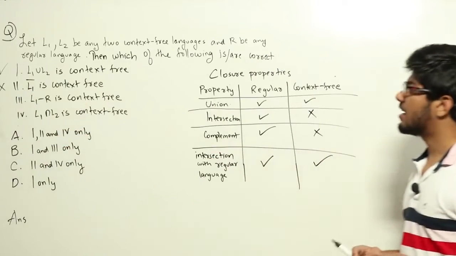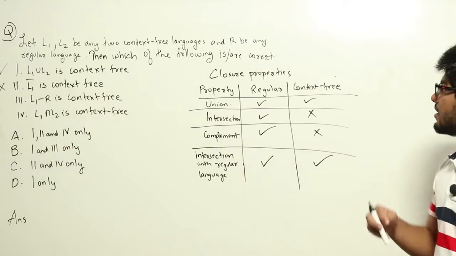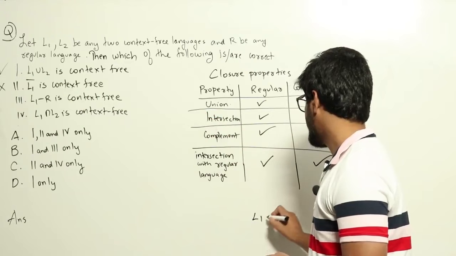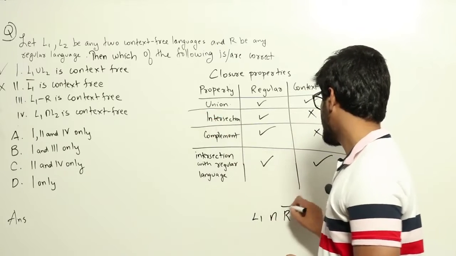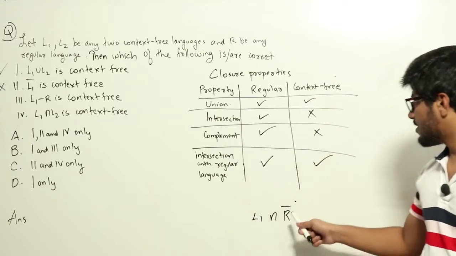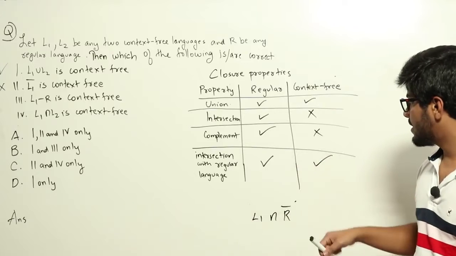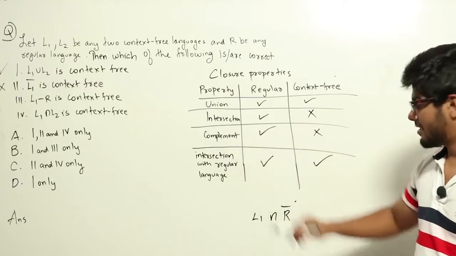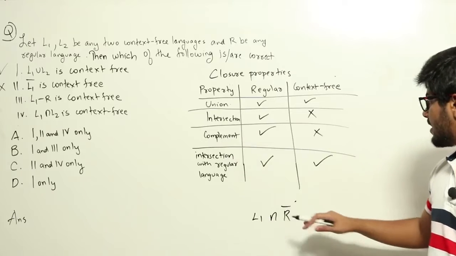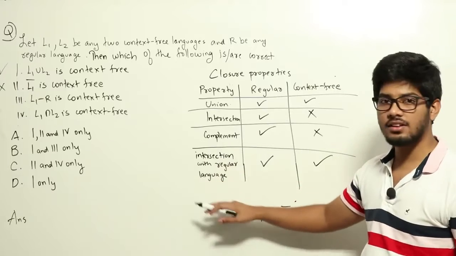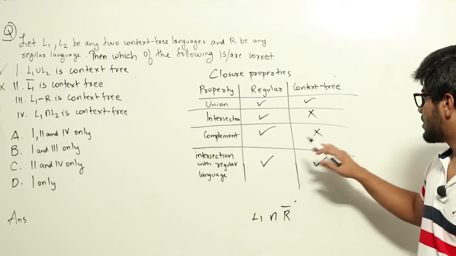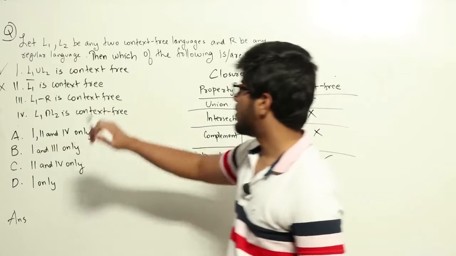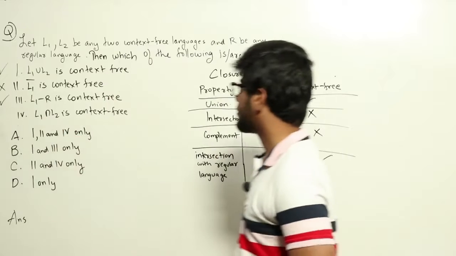Now L1 minus R is context-free. R is a regular language. So L1 minus R, we can rewrite it as L1 intersection R complement. Now R is a regular language. R complement will also be a regular language because regular languages are closed under complementation. So L1 intersection R complement is nothing but intersection with a regular language. Now context-free languages are closed under intersection with regular languages. So this will always be a context-free language.